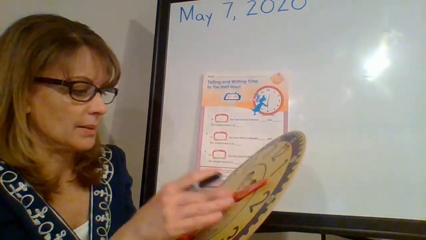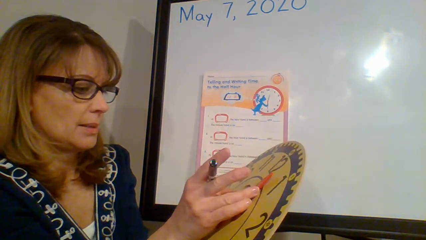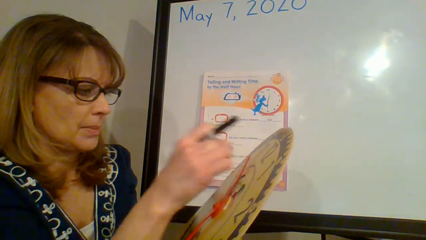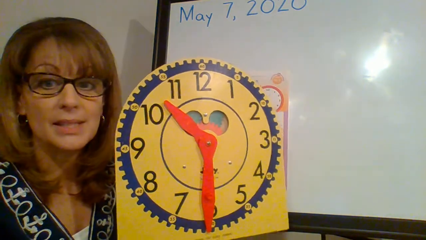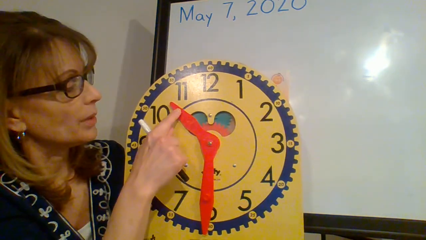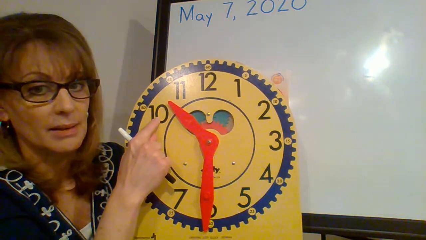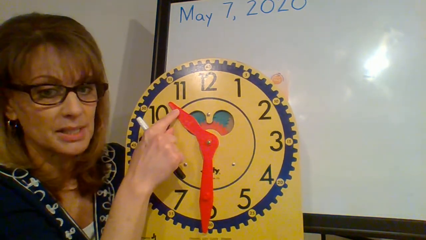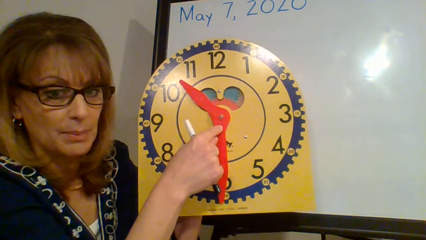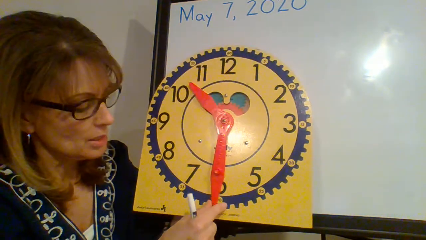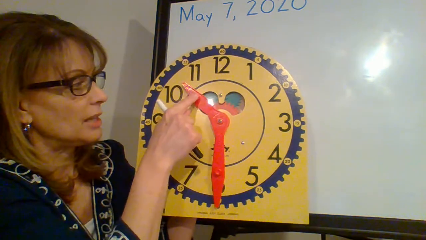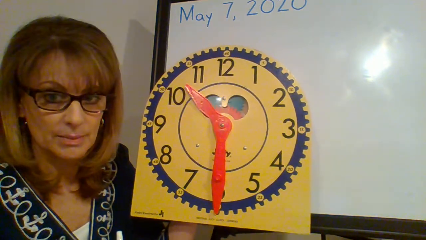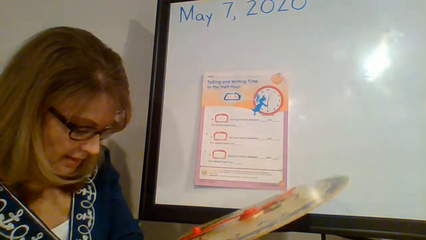Let's try another one. What time does this say? Well, the hour hand is past the 10, but it hasn't made it to the 11 yet. So it's still the hour is 10. And I have that minute hand straight down. So we say 30. This clock says 10:30. Does that make sense? Excellent.